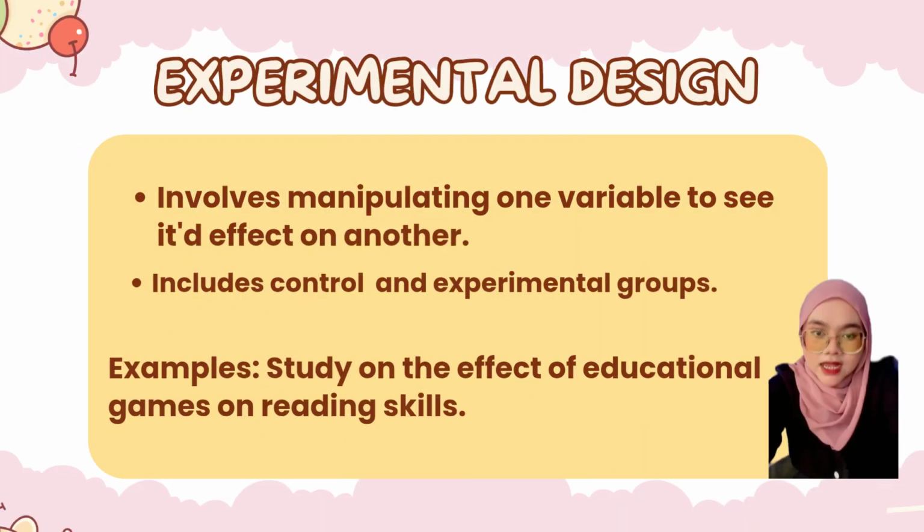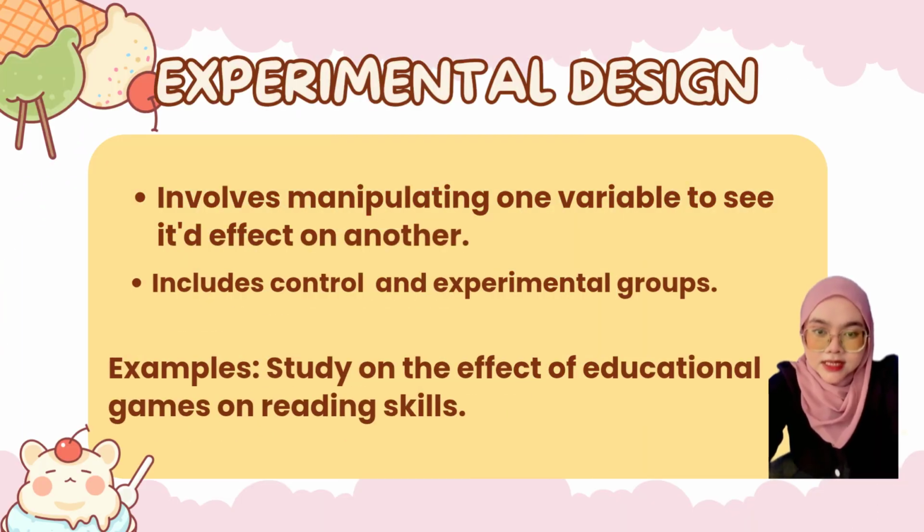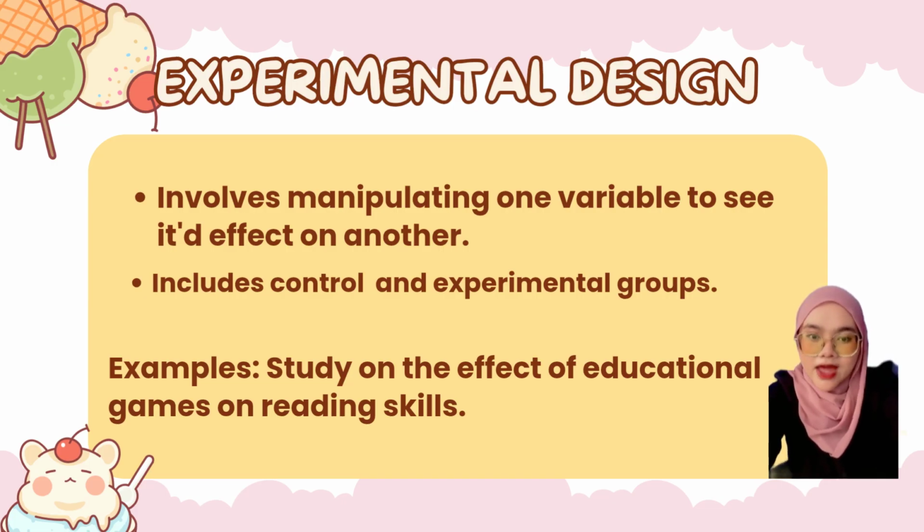Next is the experimental design. This type of research involves changing a variable to see how it affects another variable. It usually has two groups, the control group and the experimental group. For instance, a researcher might test whether using an educational game can improve children's reading skills compared to the traditional teaching method. This design helps to find cause and effect relationships.